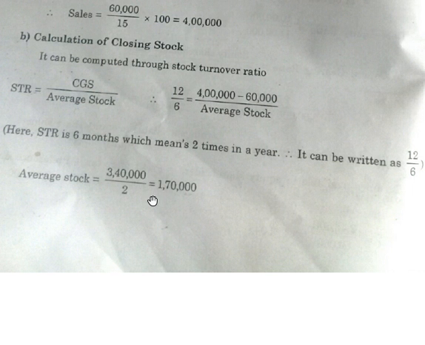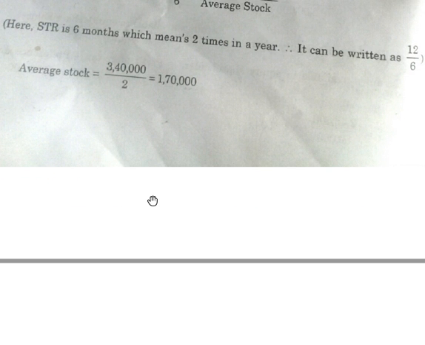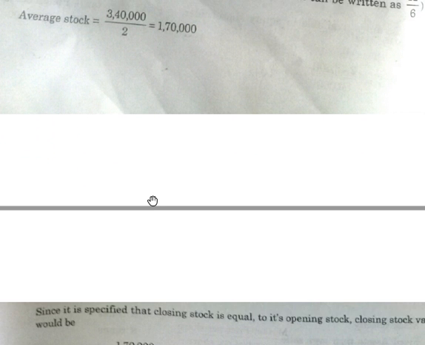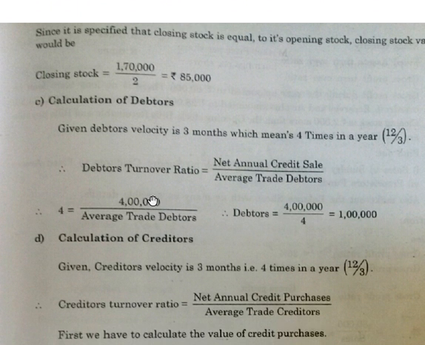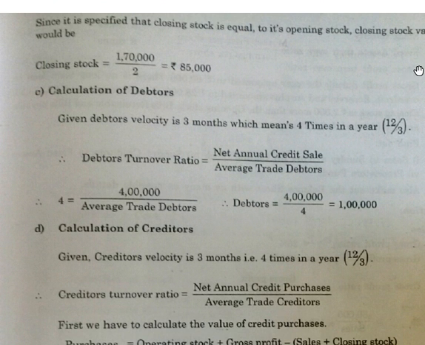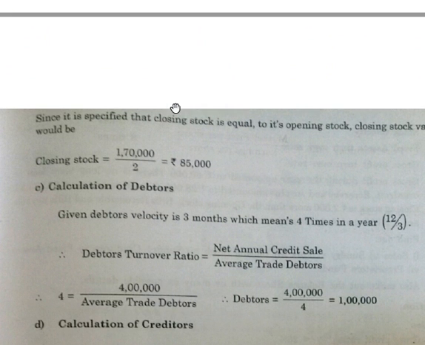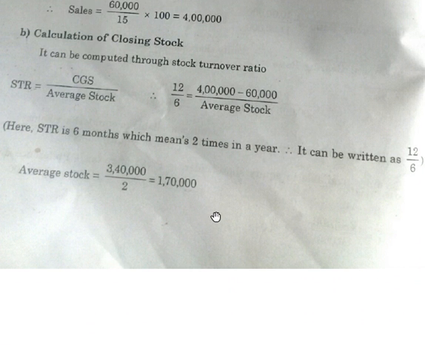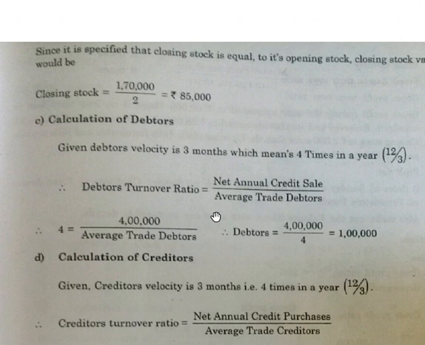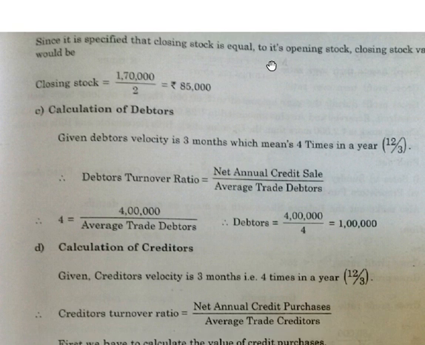So average stock is 3,40,000 divided by 2, which is equal to 1,70,000. So since it is specified that closing stock is equal to the opening stock in the question, closing stock is 1,70,000 divided by 2. How did we get this 1,70,000? It is nothing but average stock. Average stock divided by 2, because opening and closing. So 85,000, both are remaining equal. That's how it is told in the question.